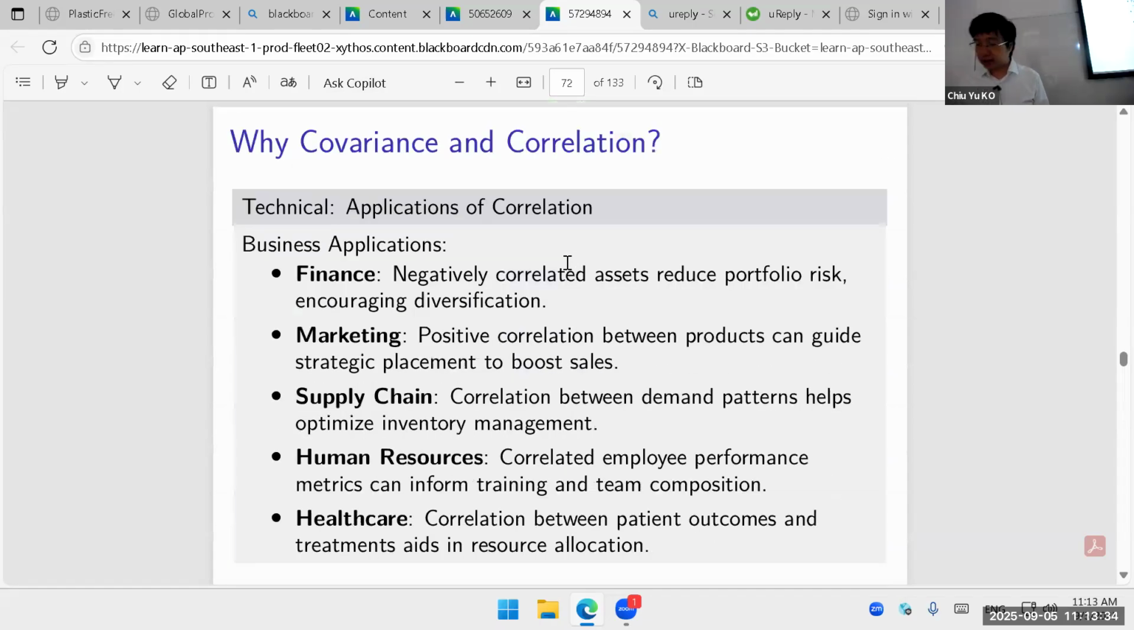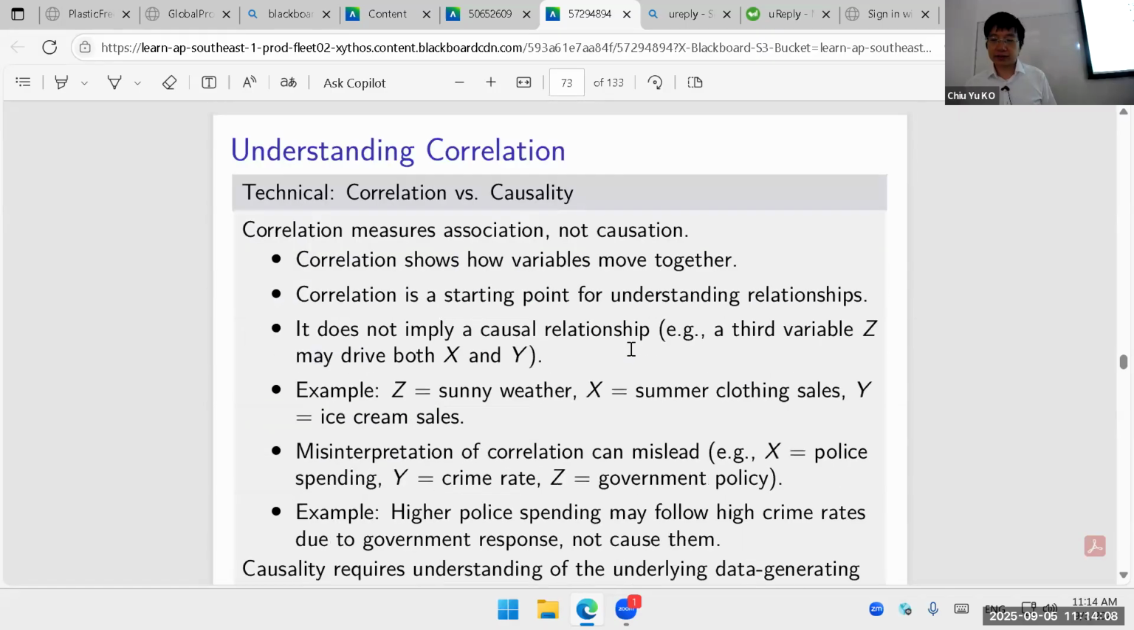So what I want to show you is why we care about this, right? Because in marketing, if you show the correlation between different products, positive correlation means that they're complements. If you like economics, if they're negatively related, they're substitutes. That's how we define it. And then in marketing it means that they should sell the products at the same time. And there are many things. I'm not going to go into detail, but these are the applications.